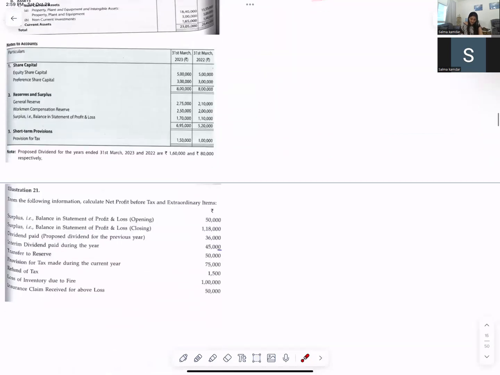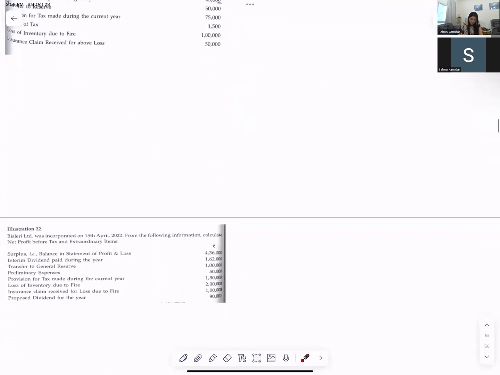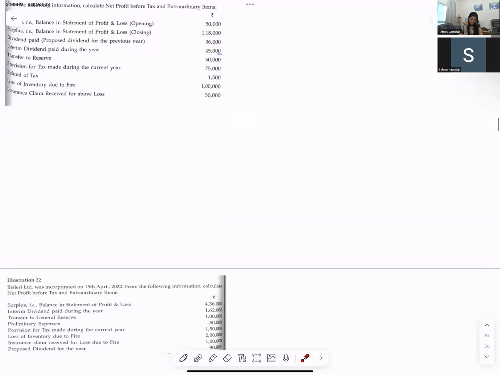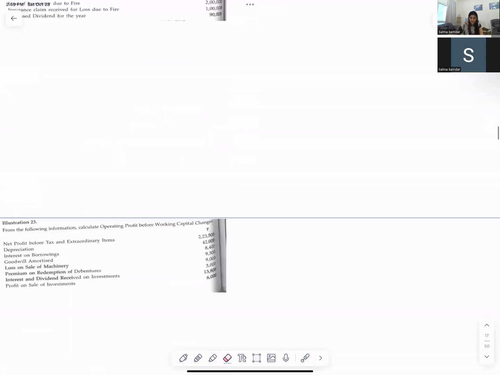Now you can try illustration 21, 22, 23, 24, so that you can find out your net profit before tax and extraordinary items.